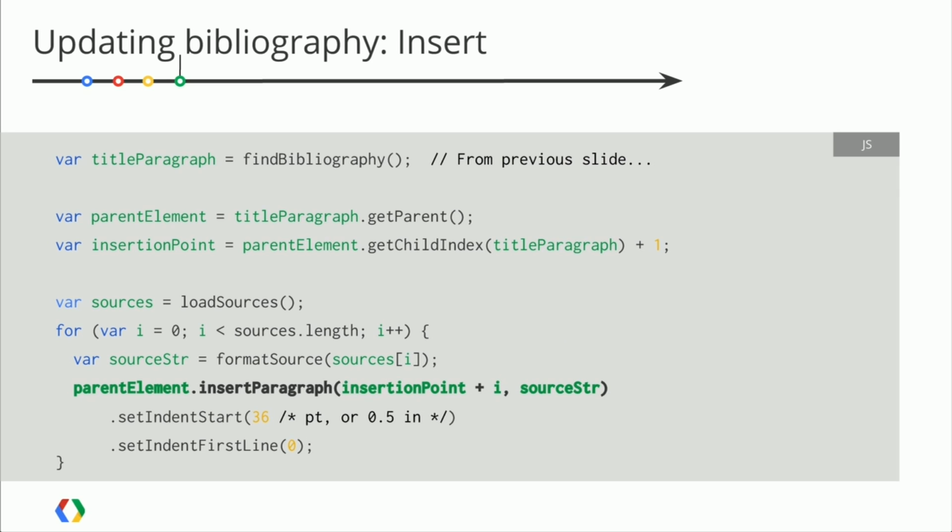And then we load some source data for the bibliography references. We load that from a data store. And for each source, we have some code somewhere to format that according to the citation format that the user has selected. And so we do that, and we have this formatted text. And now we need to actually put it into the document. And this is really simple. We take the parent element that we found a minute ago, and we just say insert paragraph. And that takes two things. So first of all, it takes a child index, or an insertion point.